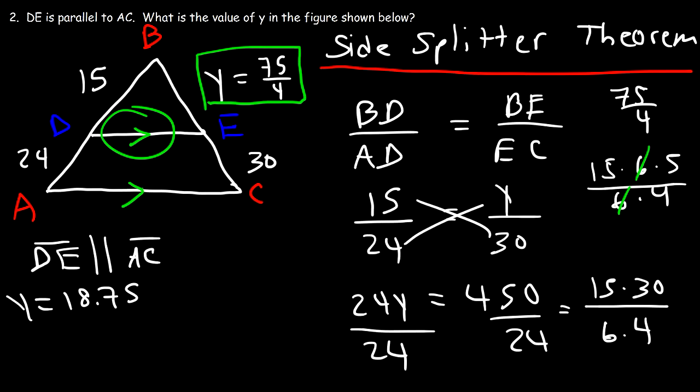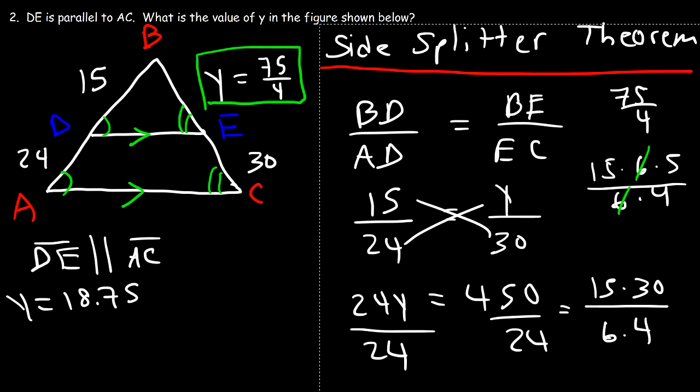Now, because these two lines are parallel, the corresponding angles are congruent. So these two angles are congruent to each other, and those two angles are congruent. So we have similar triangles. So therefore, we can use the method that we used in the last example to get the same answer.